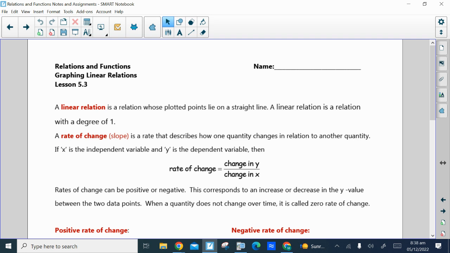A rate of change or slope is a rate that describes how one quantity changes in relation to another. If x is the independent variable and y is the dependent variable, then. So what that means, most equations are in the form y equals something involving x.